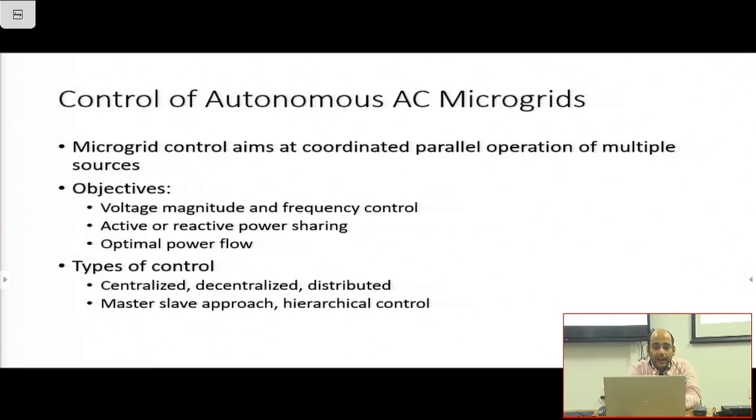The second thing is the active and reactive power sharing. As I told, it should not happen that one source is getting overloaded. So it should be a proper sharing.